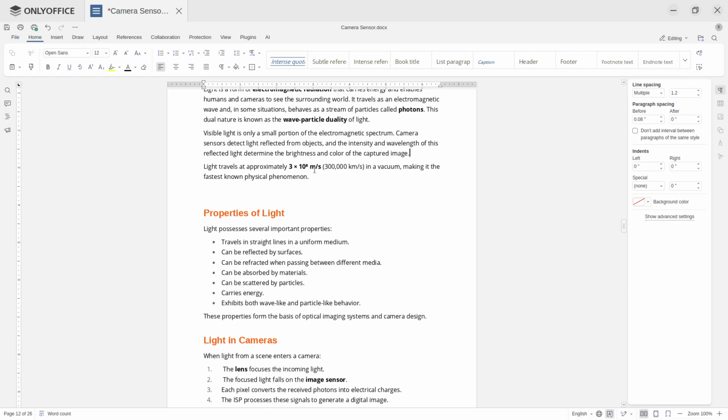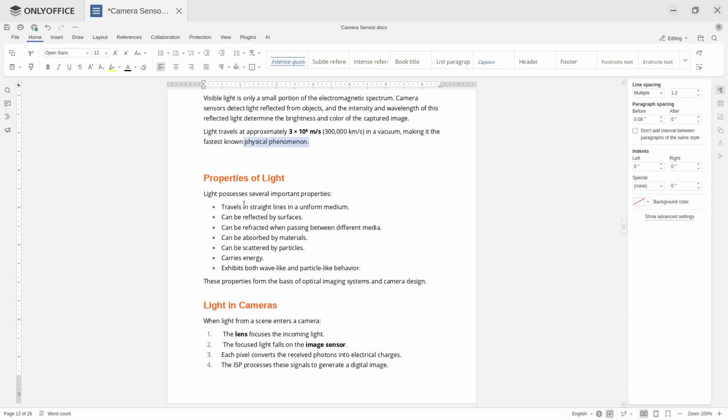Light travels at approximately 3 × 10⁸ meters per second in vacuum, making it the fastest known physical phenomenon. What are the properties of light? Light possesses several important properties. Light travels in straight lines in a uniform medium. It can be reflected by surfaces. It can be refracted when passing between different media.